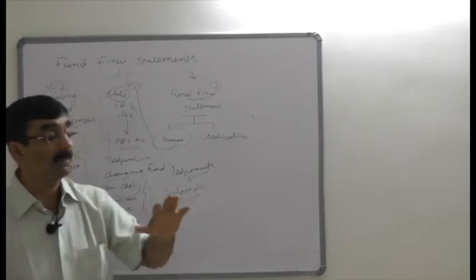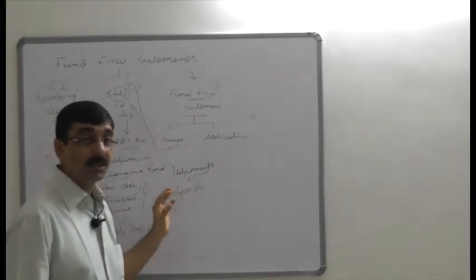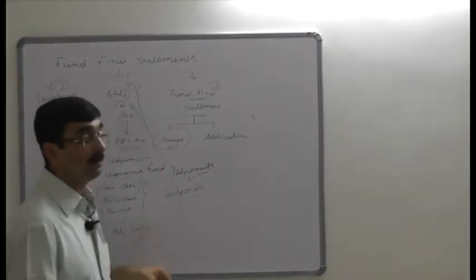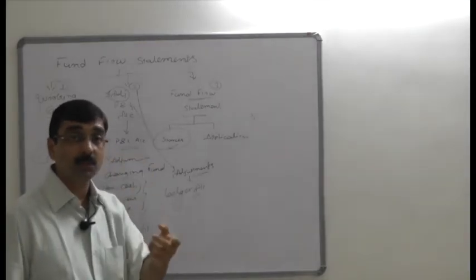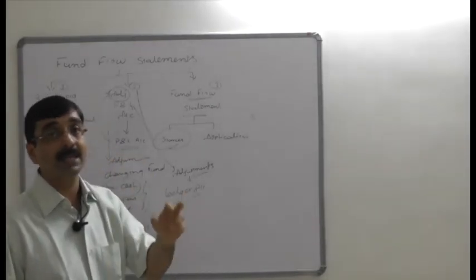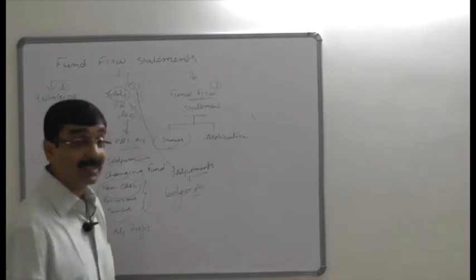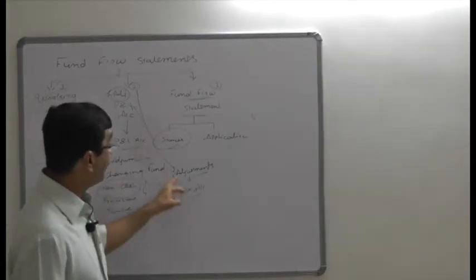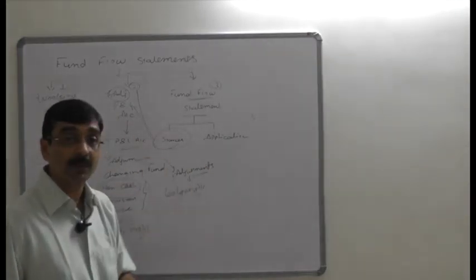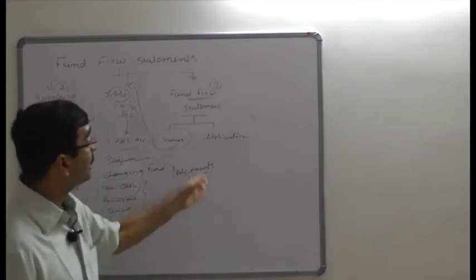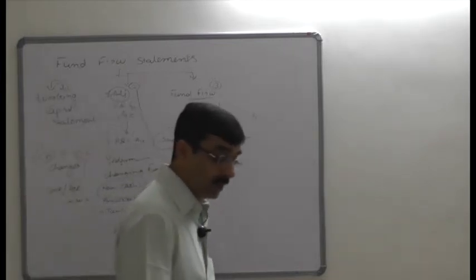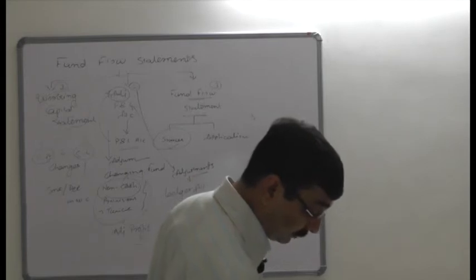First is the working capital statement, from the available information in the balance sheet. Second, we will prepare the adjusted P&L account, which is also prepared from the P&L account and balance sheet information as well as the adjustments. Along with that, we will prepare some ledger accounts where necessary, and at last we will prepare the fund flow statement.